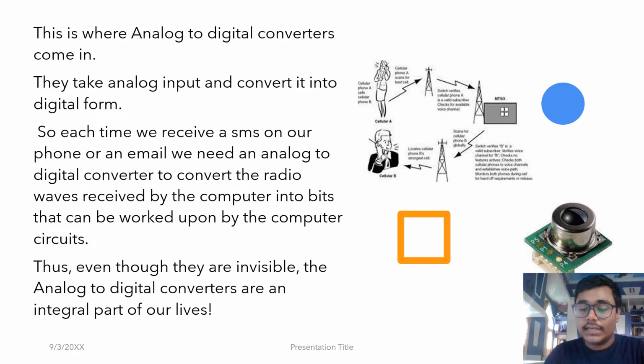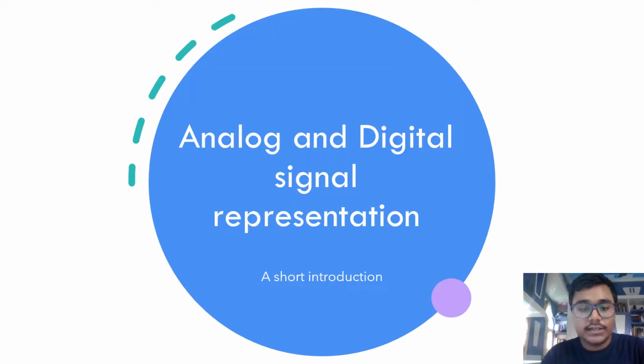For example, when we use the internet, the radio waves are in the form of analog signals. It needs to be converted into ones and zeros for the computer to work on it. It is for this reason that we need analog to digital converters.